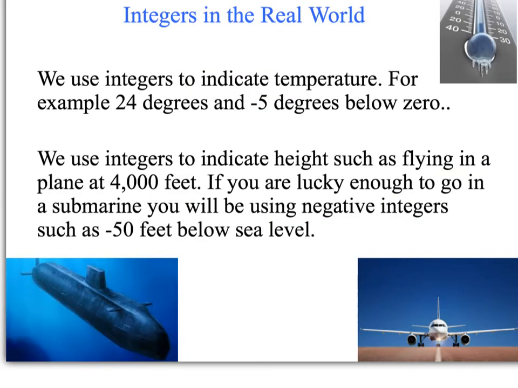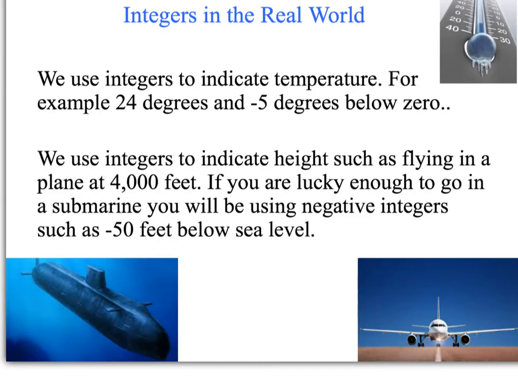Now, we use integers all the time. We probably don't even realise. Some of the examples of where we use integers in real life would be to indicate temperature. So luckily for us, we don't use the negative numbers much when we're talking about temperature. So we're mostly in the positives, unless you live down south a little bit. Alright, so we might have 24 degrees, so that's a positive number. And then otherwise you might have a negative 5 degrees, so that means it's 5 below zero.